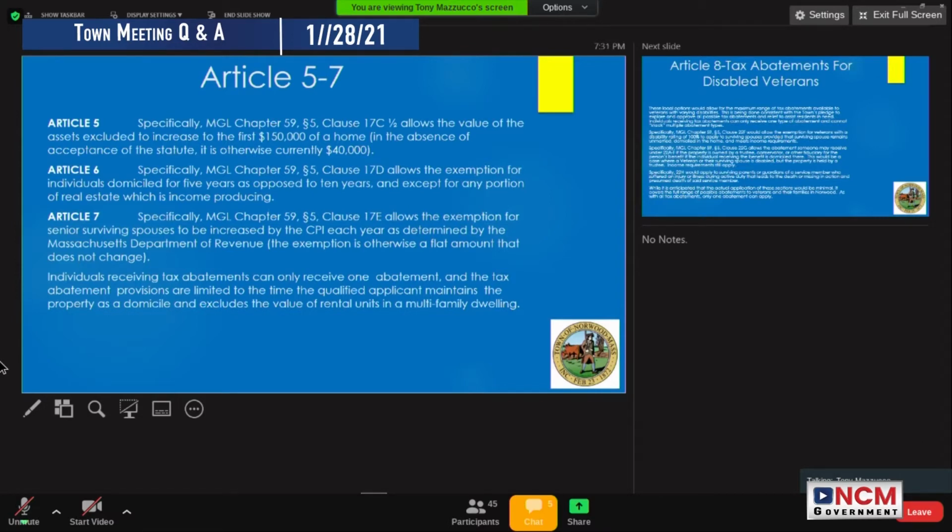So we increased that account about a year and a half ago from $1 million to $1,040,000 to account for any of these increased exemptions. Again, they're not going to widely apply. There are not hundreds of people out there. There are pretty strict income guidelines, but they're otherwise every possible exemption we can offer to seniors. I'll pause here before I go on to the disabled veterans ones. Any questions on Articles 5 through 7?